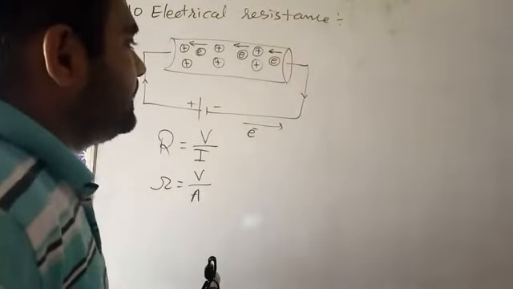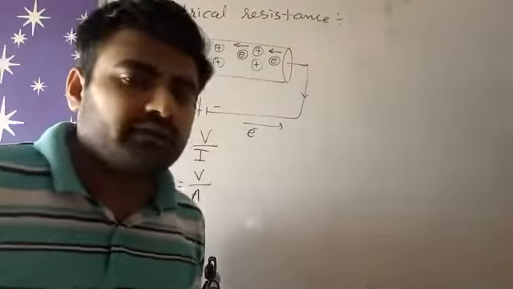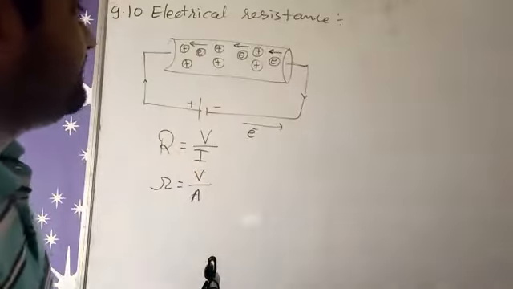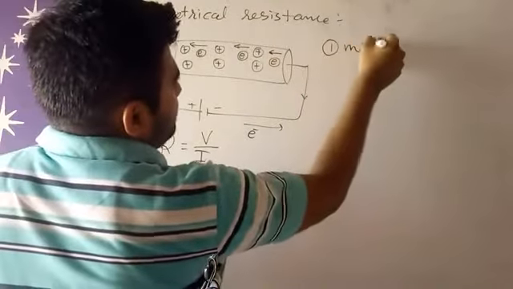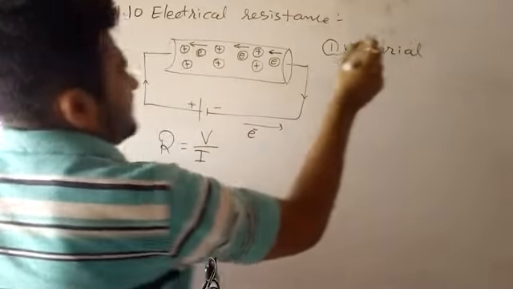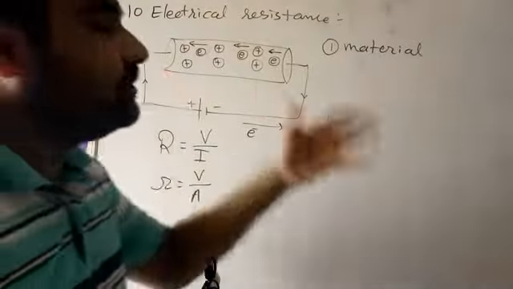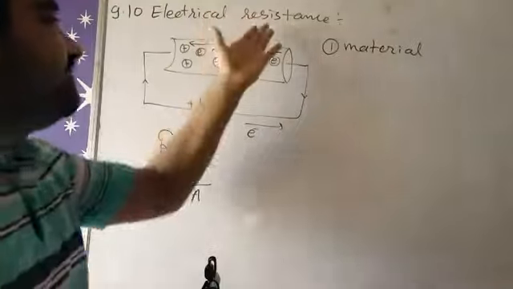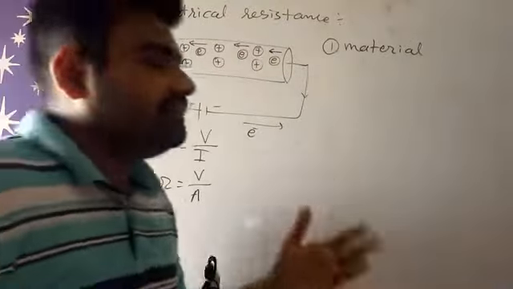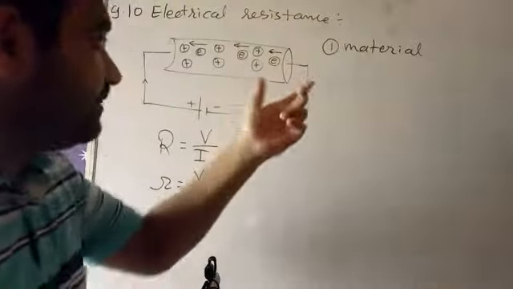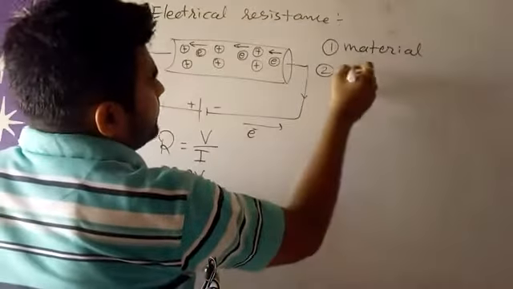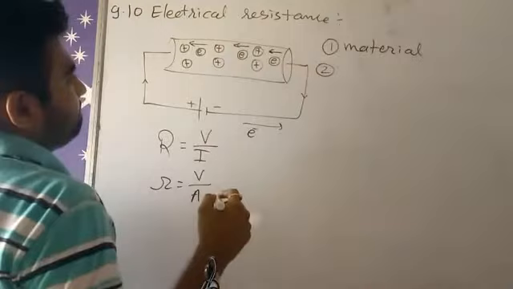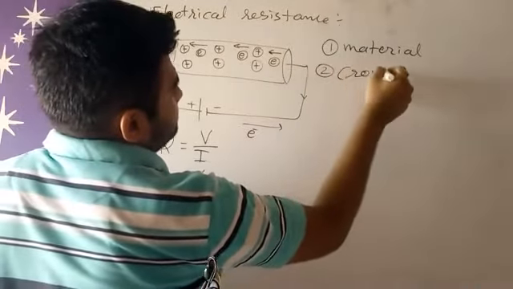Now here are the factors which affect resistance. The first factor is material. Whatever material we take, for example if we take an insulator, resistance will be maximum. If we take a metal, resistance will be minimum. So it depends on material. Second, it depends on the cross section area.